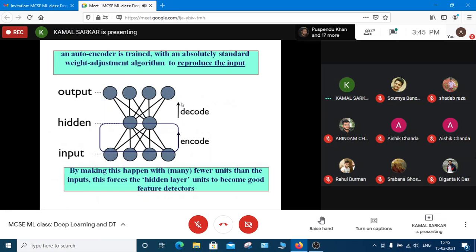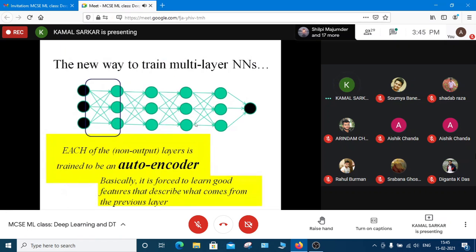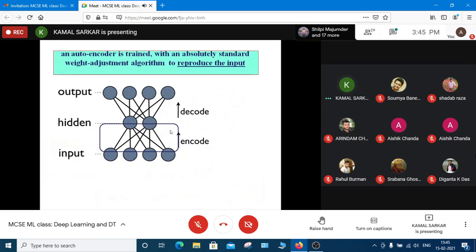Before going into the detail of this layer-wise training, you should know a little bit about how the autoencoder works. An autoencoder is trained with an absolutely standard weight adjusting algorithm to reproduce the input. For example, if your input is an image and your output is the same configuration of the image, and your hidden layer has fewer nodes than the input and output layers, then a concise, dense representation of the input will be made at the hidden layer.